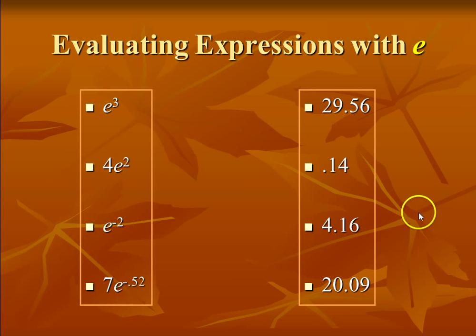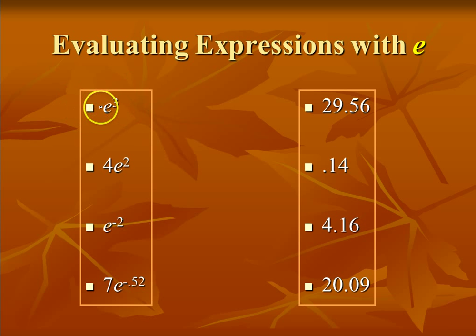Now, evaluating expressions. I'm going to give you a second while I'm talking. Go ahead and type these in. You have 4 E's on the left. I want you to see what they match up with on the right. So again, if you haven't started, go ahead and start typing them in. I have e cubed. See which one that matches up with on the right: 4e squared, e to the negative 2, and 7 times e to the negative 0.52. Every single one of these on the left is going to be matching up with the ones on the right.